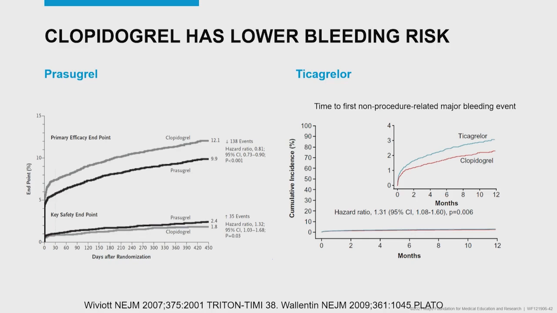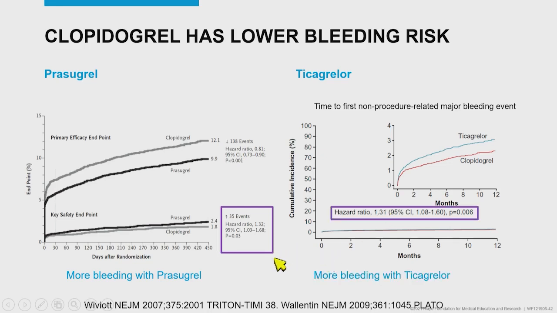And when we talk about antiplatelets, you also discussed this briefly in the previous talk, that prasugrel compared to clopidogrel had a higher risk of bleeding, similar reduction in events, and the same happened with ticagrelor.